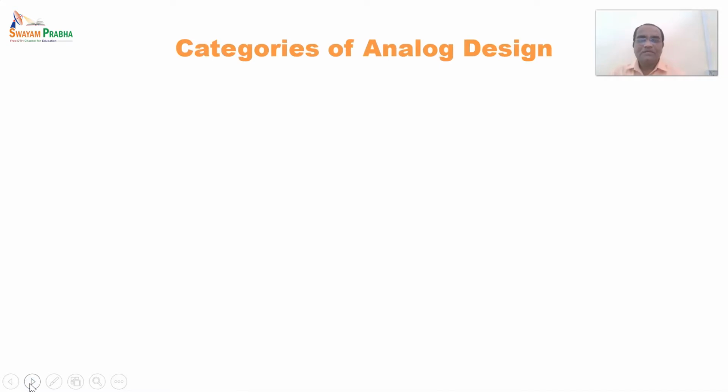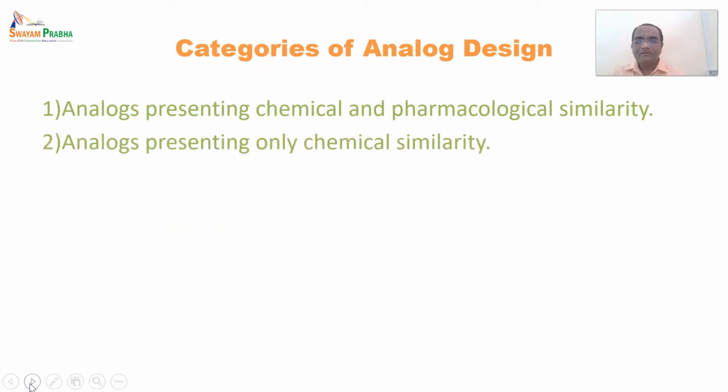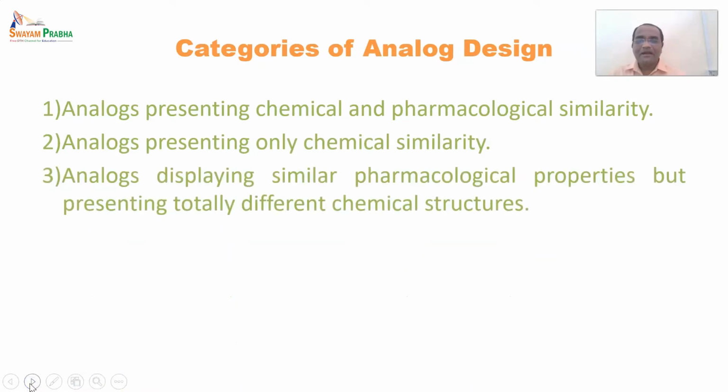Now we'll come towards some categories of analog design. Analog presenting chemical and pharmacological similarity. After that, analog presenting only chemical similarity. And after that, analog displaying similar pharmacological properties but presenting totally different chemical structures.